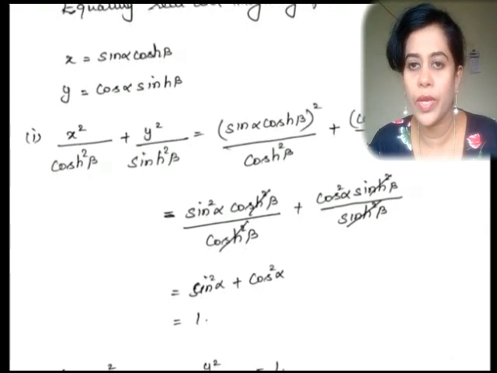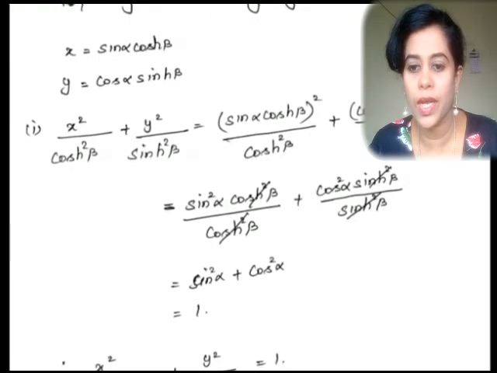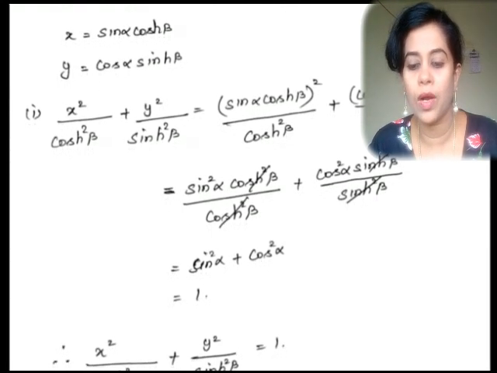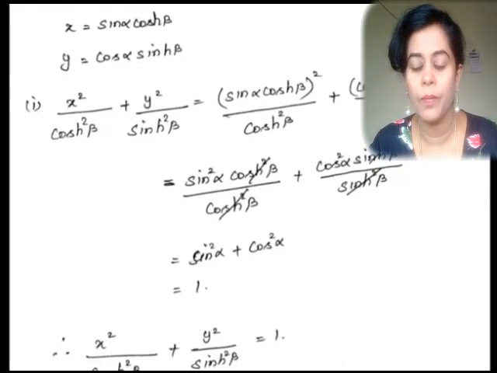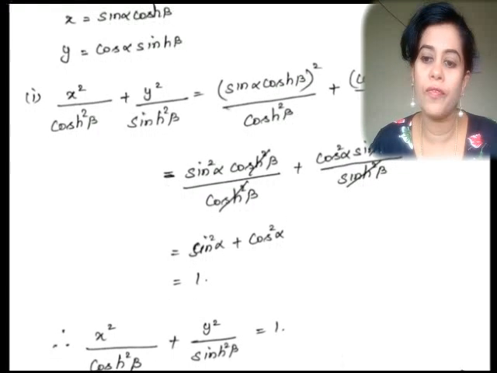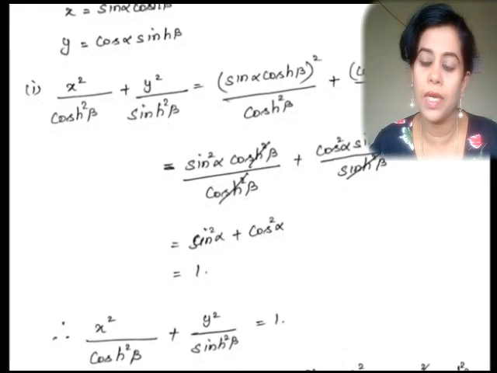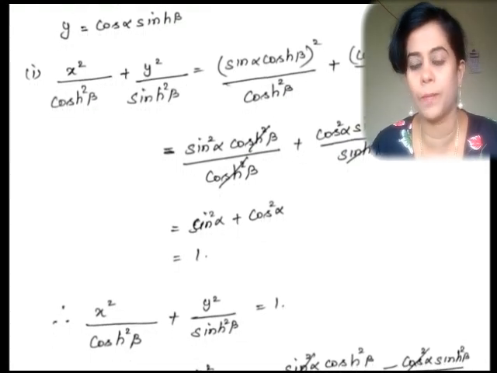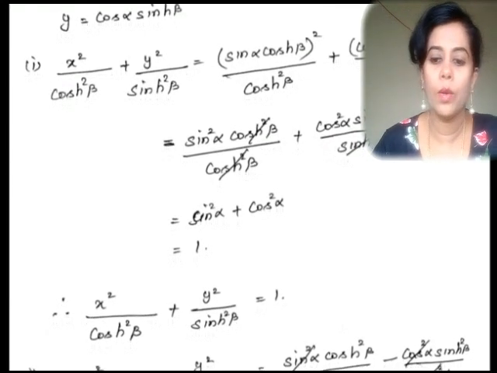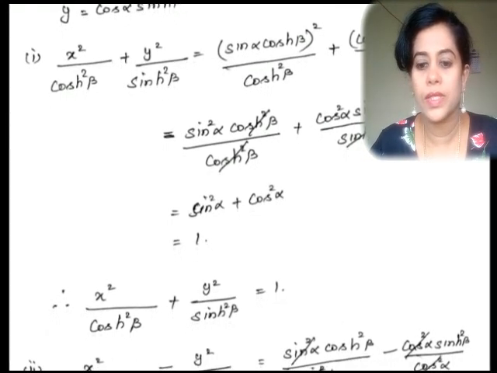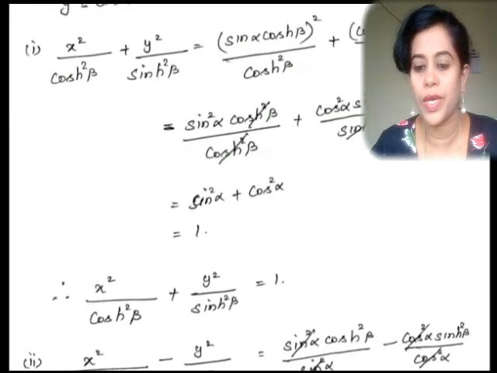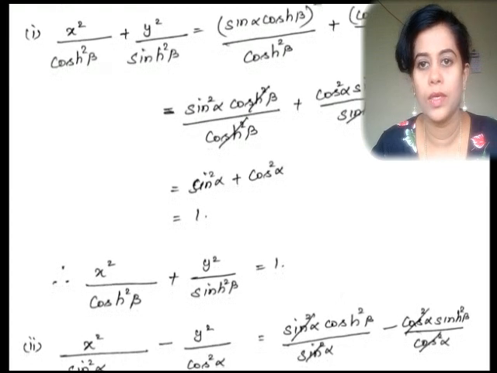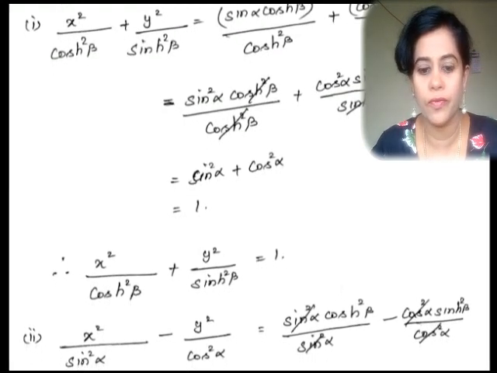When we square it, we get sin squared alpha cos h squared beta by cos h squared beta, where cos h squared beta and cos h squared beta get cancelled, plus cos squared alpha sin h squared beta by sin h squared beta. Here, sin h squared beta and sin h squared beta get cancelled. What remains is sin squared alpha plus cos squared alpha. We know that sin squared alpha plus cos squared alpha is 1. So we have proved the result of the first subdivision.